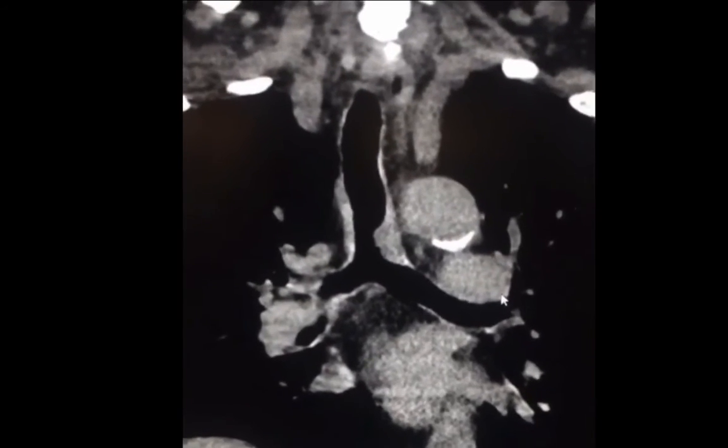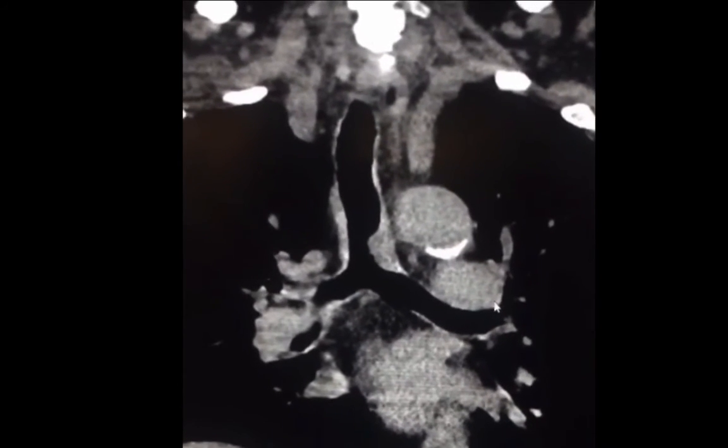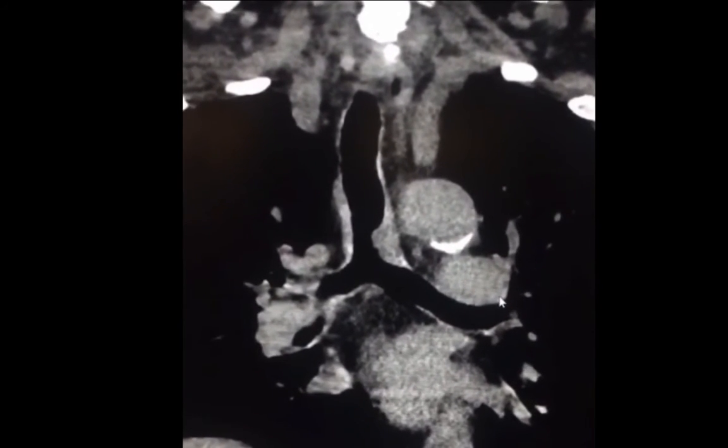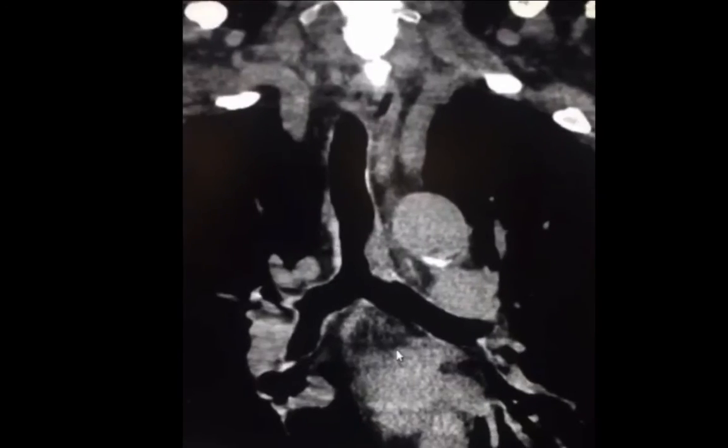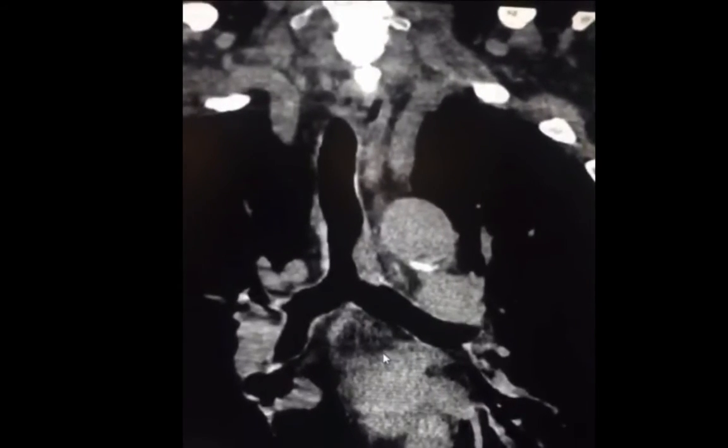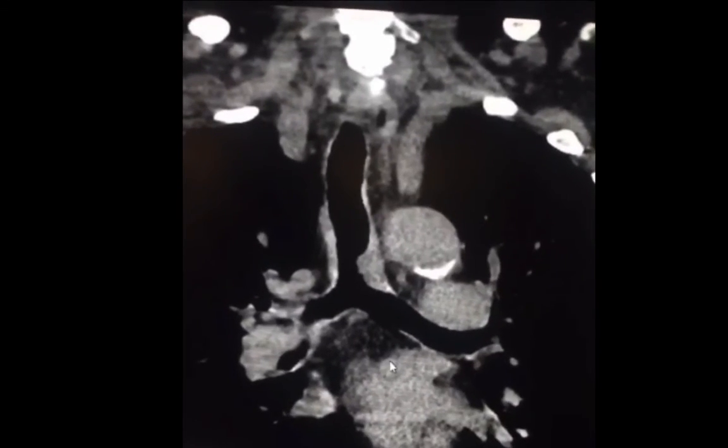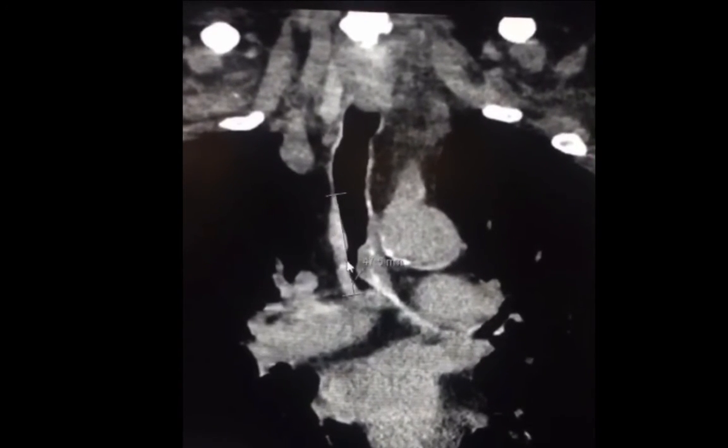The teaching point here is to remember the three differential diagnoses in an adult patient with a primary tracheal neoplasm. Again, the primary tracheobronchial neoplasms in an adult are squamous cell carcinoma, salivary gland tumors, and carcinoid. Our other teaching point is to remember to assess the coronal and sagittal images for the exact extent of the abnormality in a craniocaudal direction.